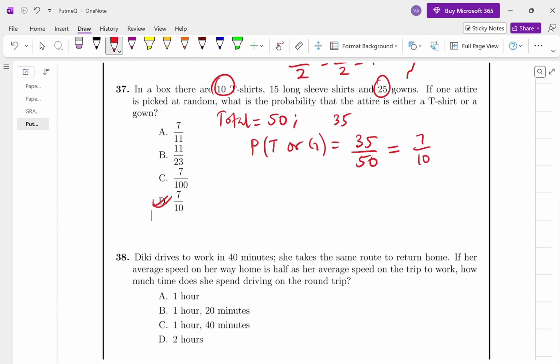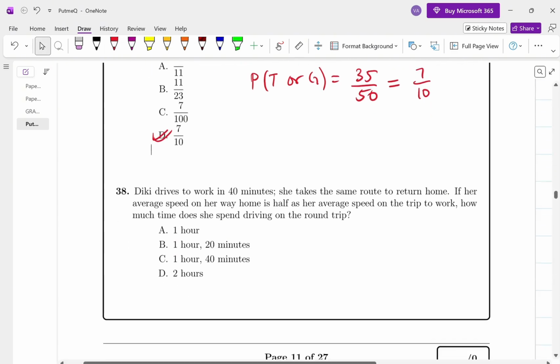Okay, next question. Dicky drives to work in 40 minutes. She takes the same route to return home. If her average speed on her way home is half her average speed on the trip to work, how much time does she spend driving the round trip? So they're asking what is the total time.